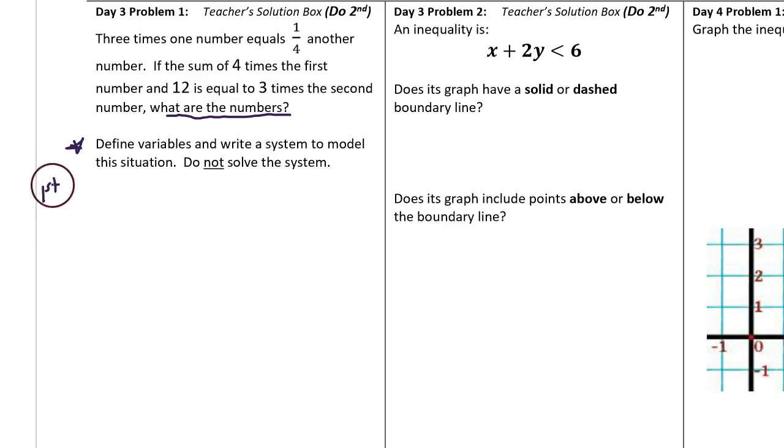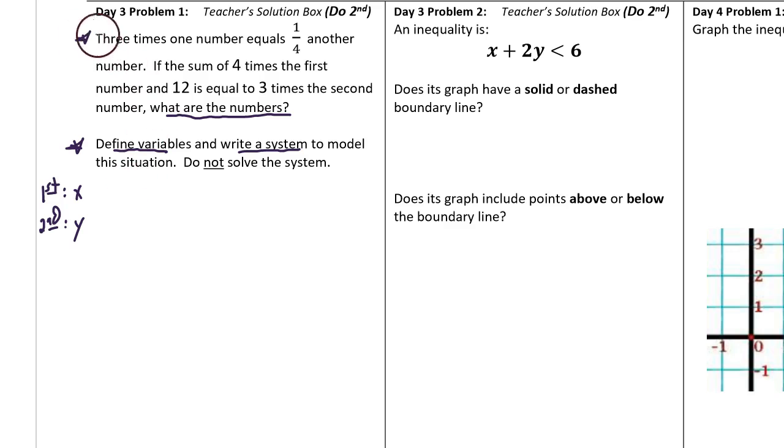For the first number, let's use the variable x. For the second number, let's use the variable y. This is what it's meant to define the variables, to say what x and y are representing, the first number and the second number. Now we're told to write a system. That's done by rereading the clues and creating equations that use our letters x and y.